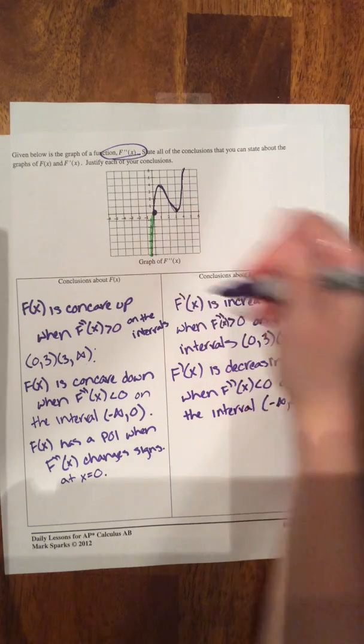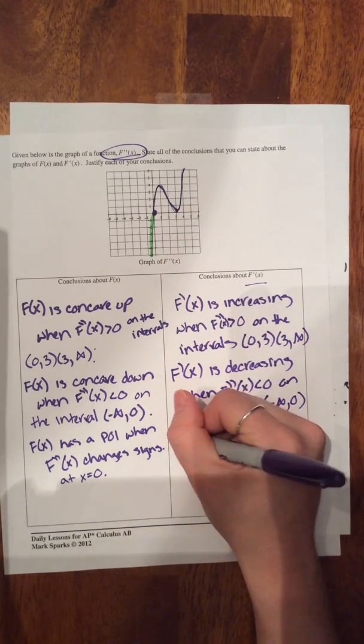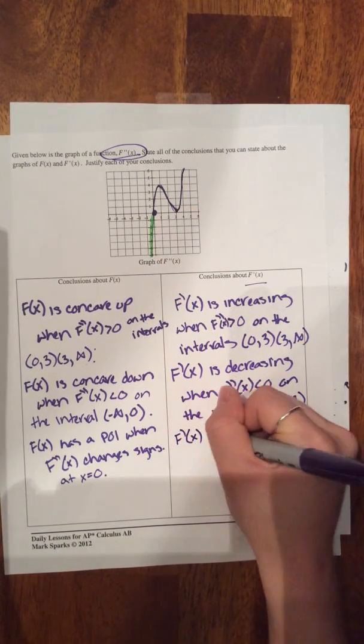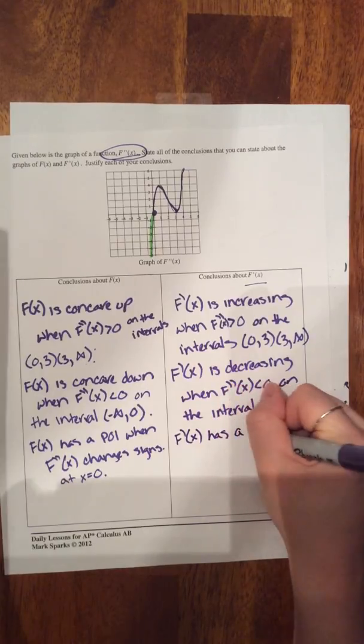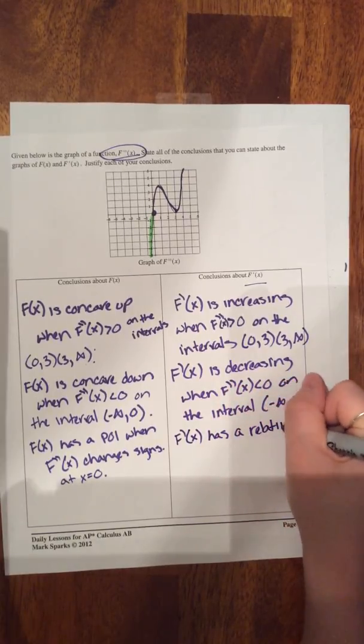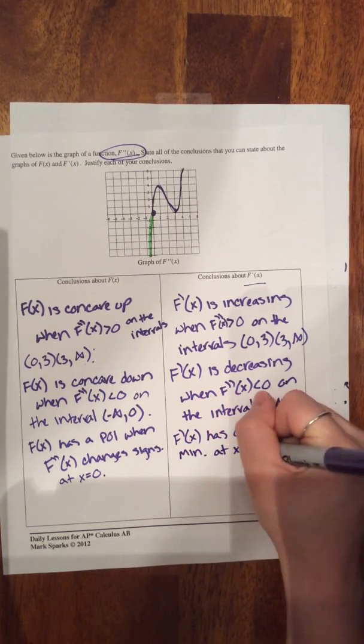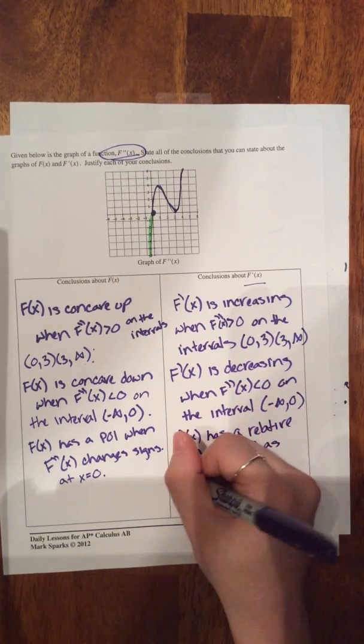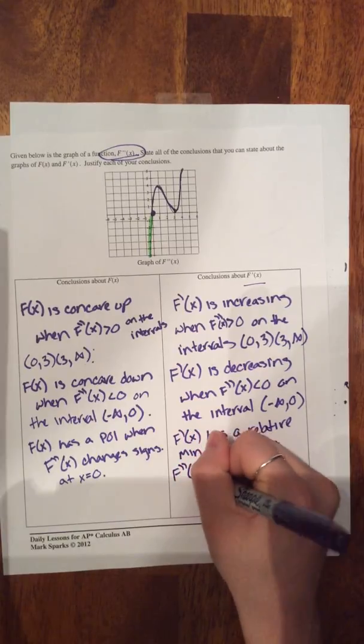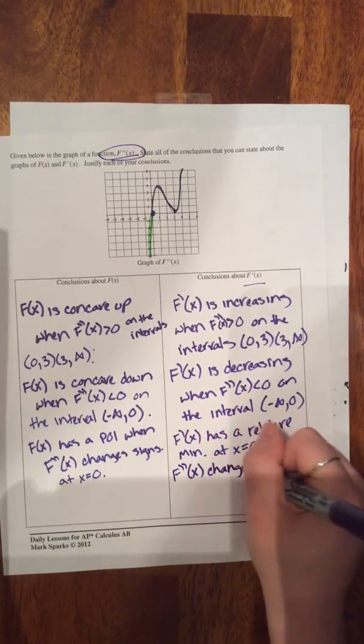I can also figure out where f prime of x has a relative, I can see right here negative to positive will be a relative min. So f prime of x at x equals 0 as f double prime, so its derivative, changes from negative to positive.